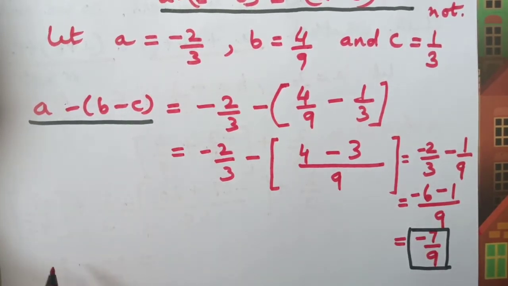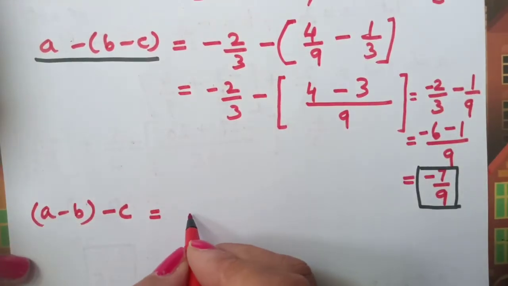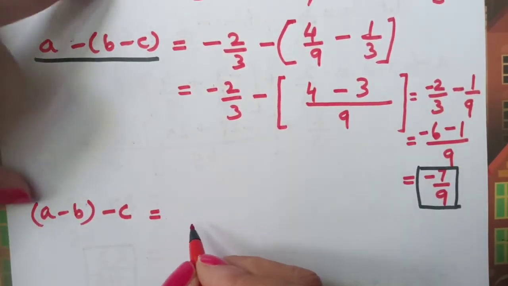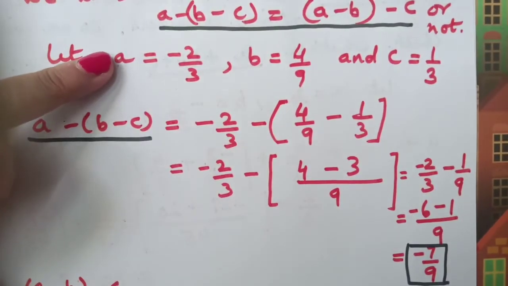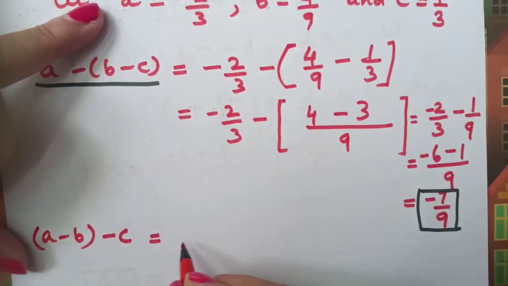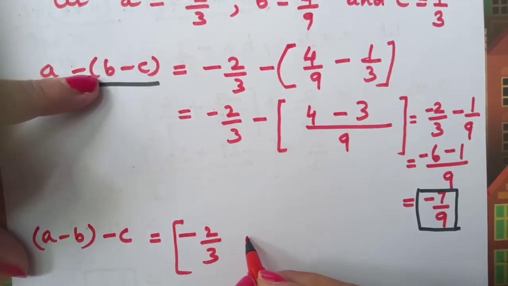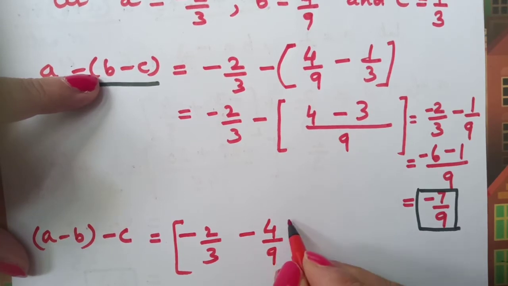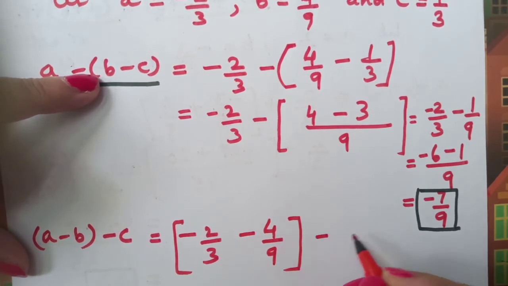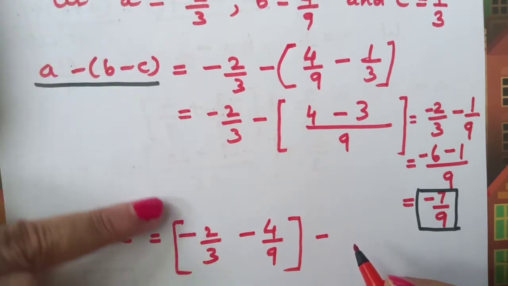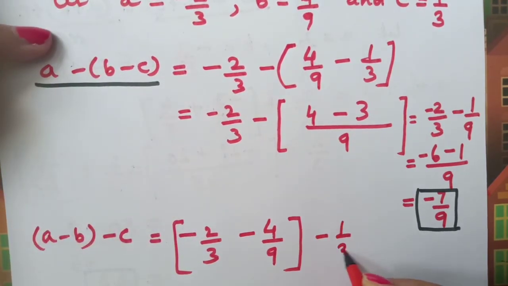Next, right hand side. Right hand side is (a minus b) minus c. We will put the value. a की क्या वैल्यू है? a की वैल्यू है -2/3, माइनस b की क्या वैल्यू है? -4/9. देन माइनस what is the value of c? 1/3.